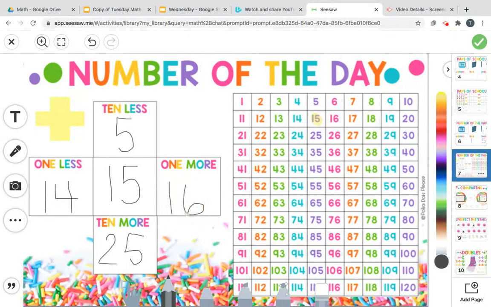Let's count by 5s. Here we go. 5, 10, 15, 20, 25, 30, 35, 40, 45, 50, 55, 60, 65, 70, 75, 80, 85, 90, 95, 100.